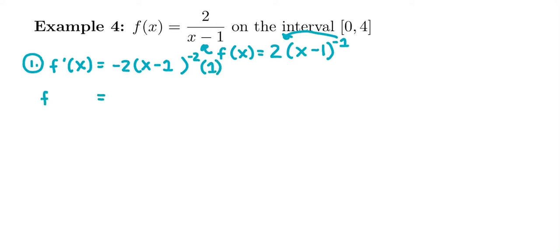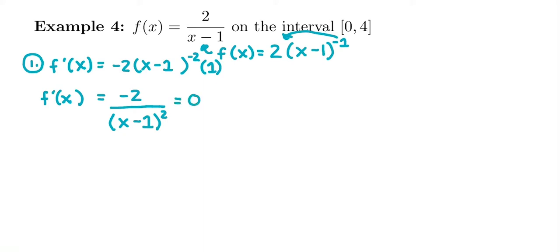So to solve this derivative, I need to put that negative exponent down in the bottom where it belongs. We just have negative 2 over x minus 1 squared. And that's because our constants were negative 2 times 1, which is just negative 2 in the top. And then that negative 2 power goes in the denominator as being squared.